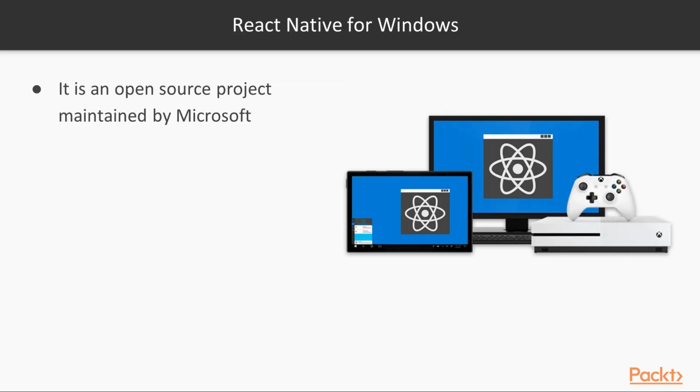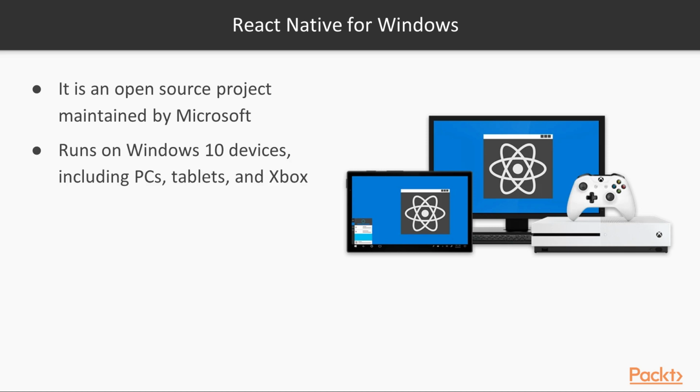React Native for Windows is an open source project maintained by Microsoft. This project allows you to build Windows 10 applications for Windows 10 devices like PCs, tablets, and Xboxes. And at the moment, the devices need Windows version 10.0.150630 or higher. What Microsoft is doing is they're implementing React Native and rewriting many of the components in C++ to get the maximum performance.